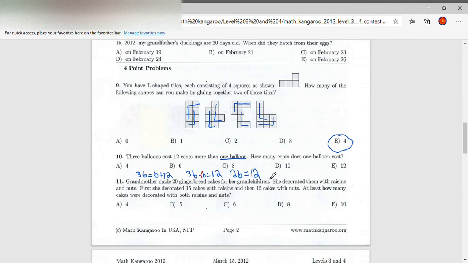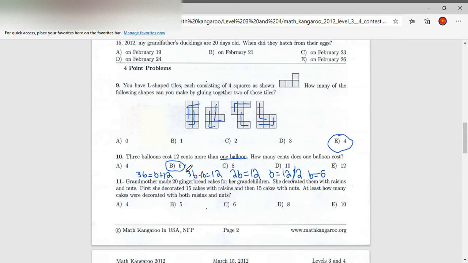So b equals 12 divided by 2. B equals 6. So that means 1 balloon costs 6 cents, which is B.